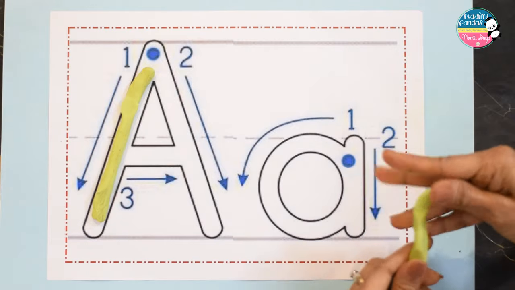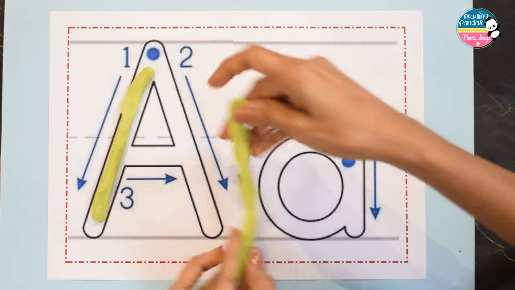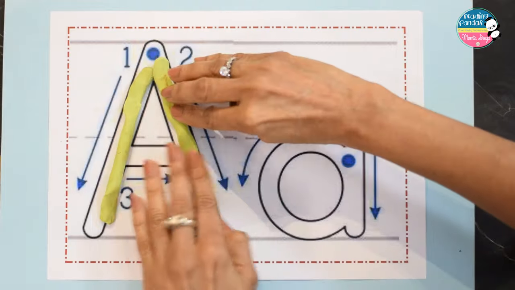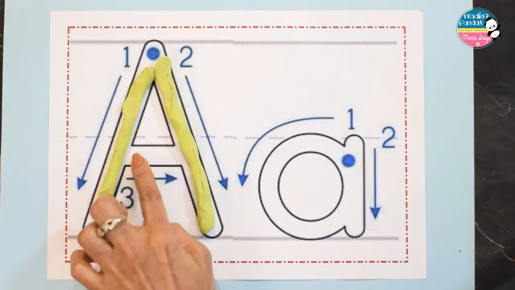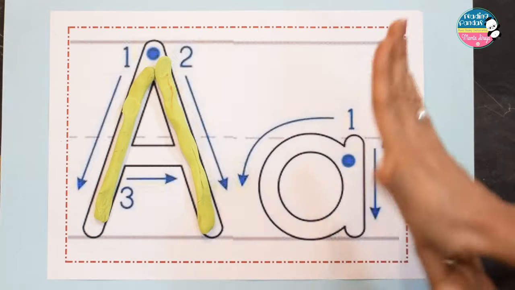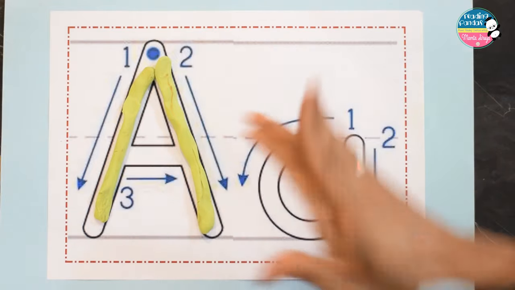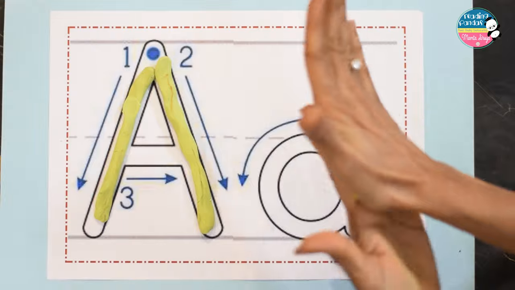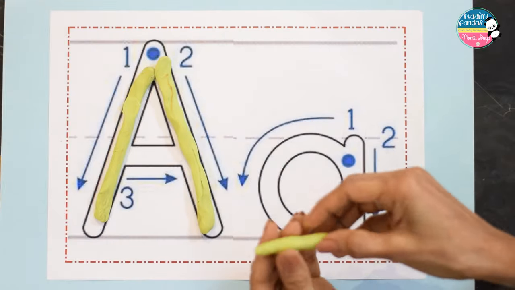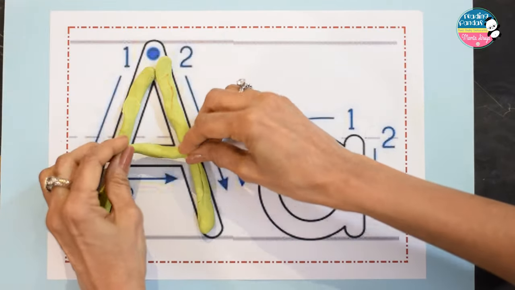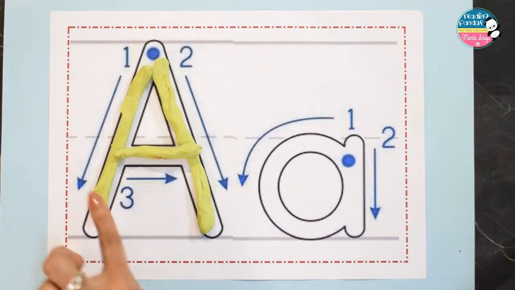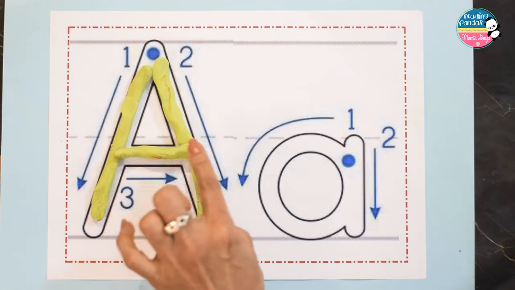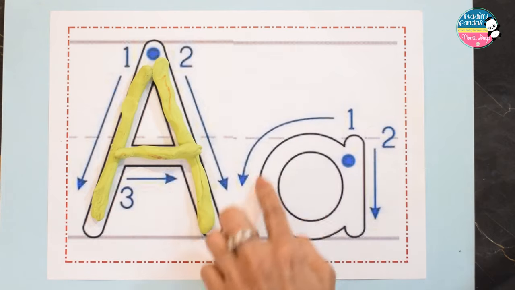Yes. I want you to stretch it like this, and then you can place it here and press it. And now what's missing? Sleeping line. So let's take some more clay. You can also roll it like this. Yes. And then stretch it one more time and place it like this. So there you go. Your uppercase A is ready with this clay.